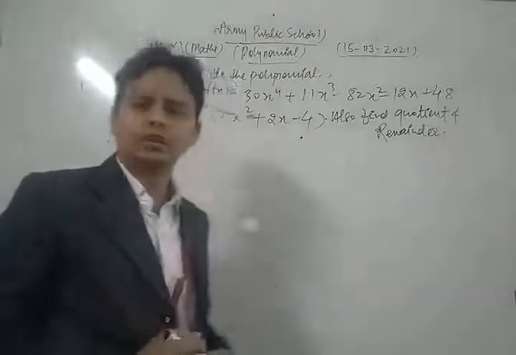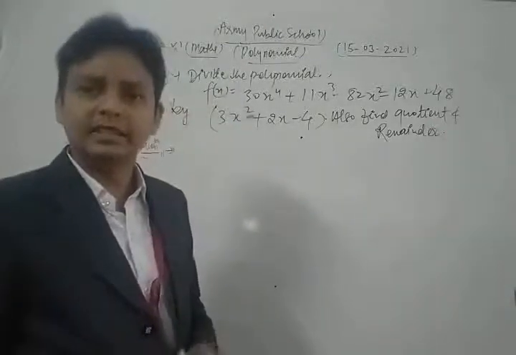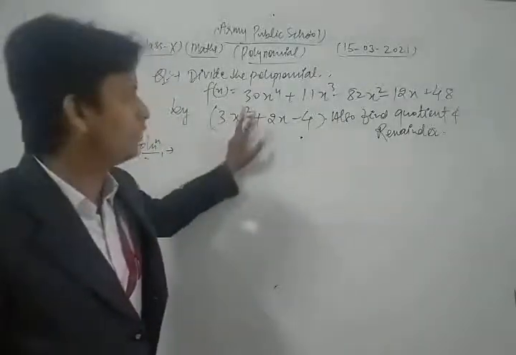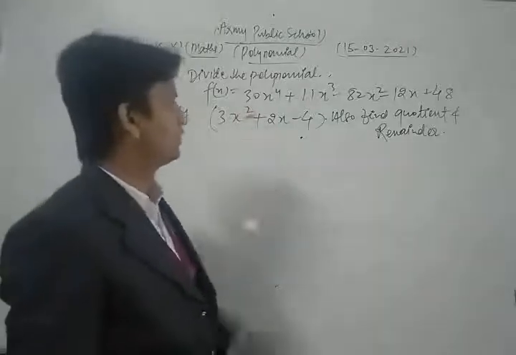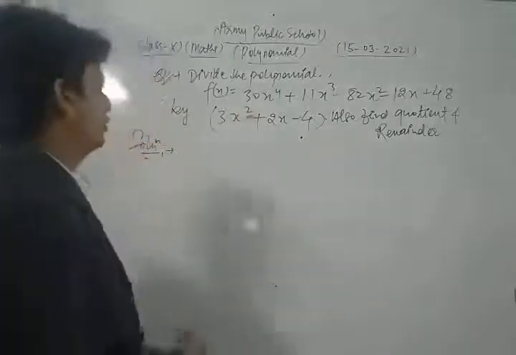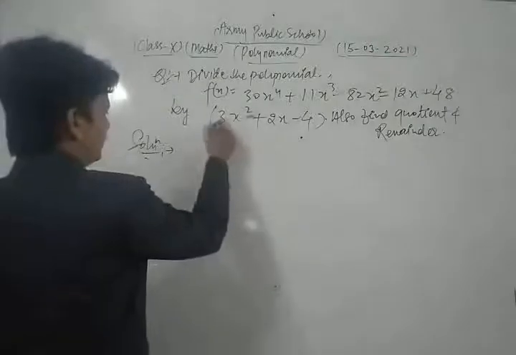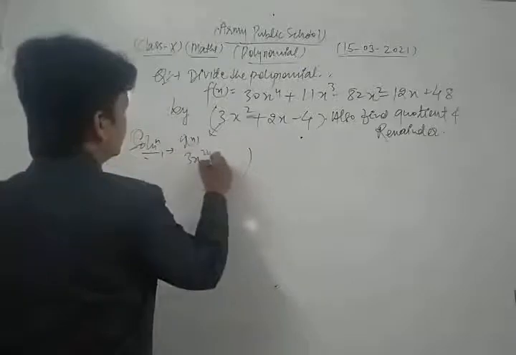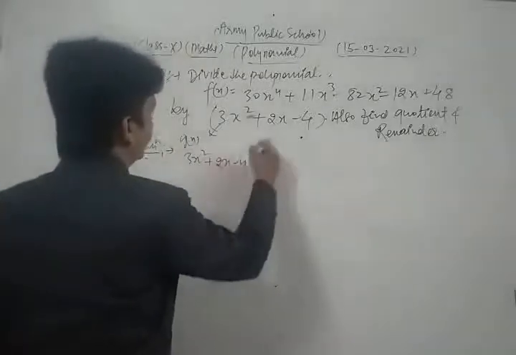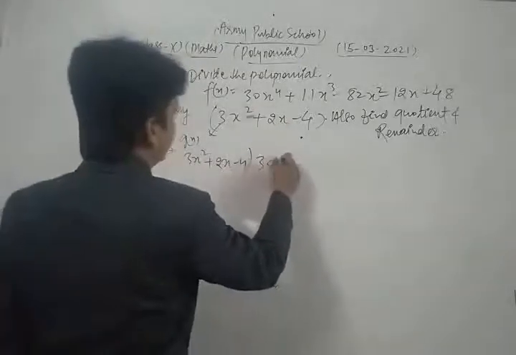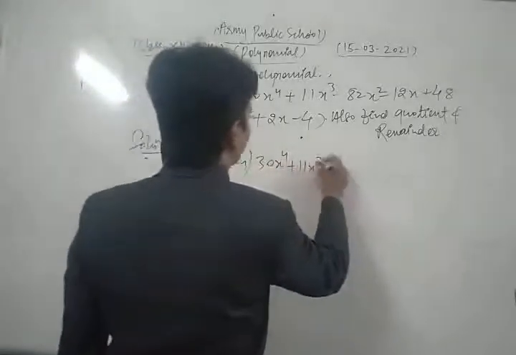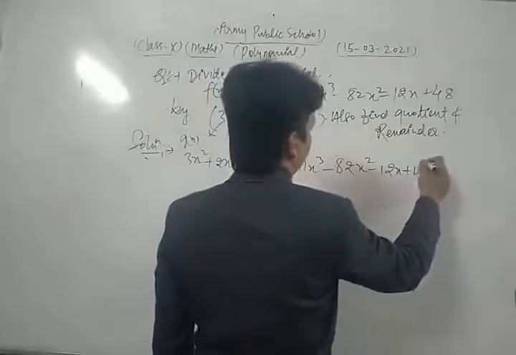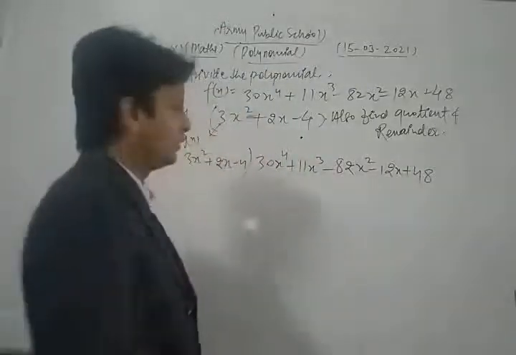Now let's see the solution of the given question. This is the given polynomial, f(x) equal to that, and divided by this. Find the quotient and remainder. First of all, this is the divisor g(x). Now we divide in that polynomial: 30x to the power 4 plus 11x cube minus 82x square minus 12x plus 48. Okay, now we divide.